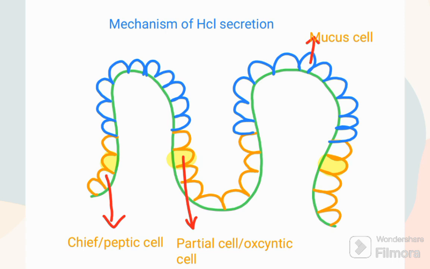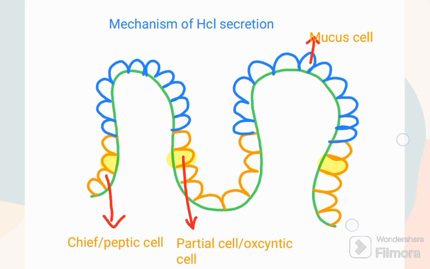On the neck region there are mucous neck cells. These are the mucous neck cells, and then the chief cells or peptic cells, which secrete pepsinogen, and the parietal cells are the oxyntic cells which secrete the HCl. The HCl secreted from the parietal cells helps in converting the peptic hormone pepsinogen into pepsin and kills certain microorganisms.